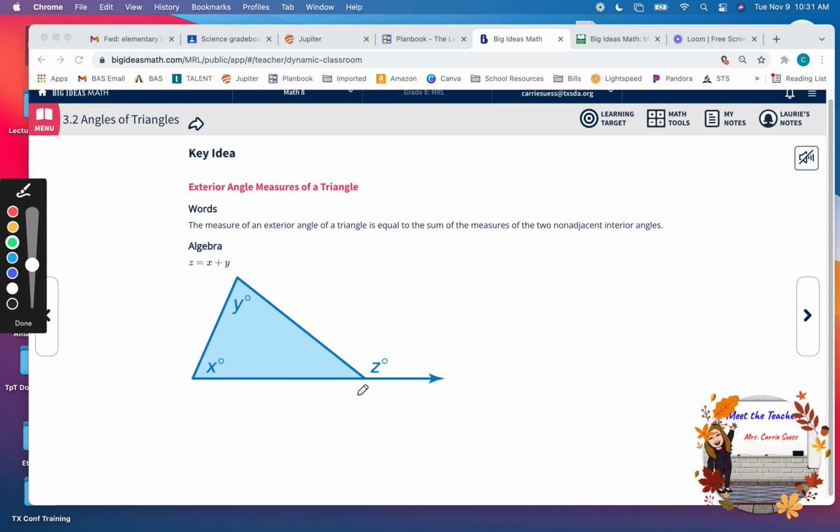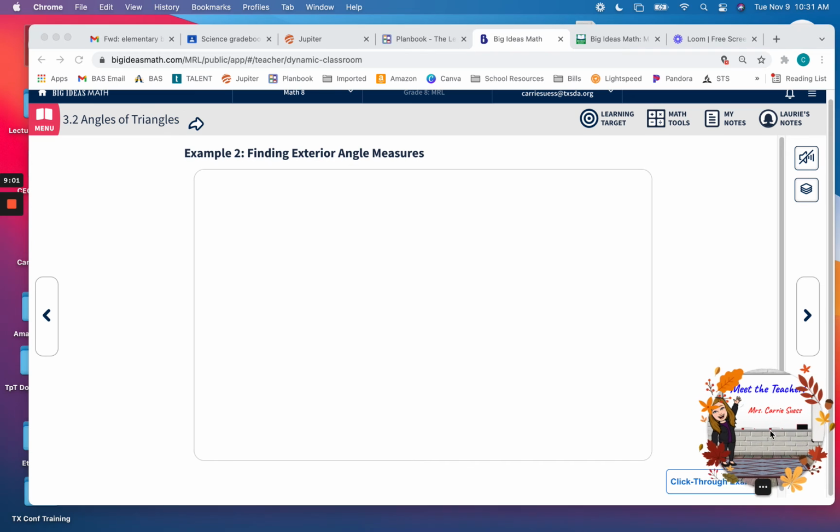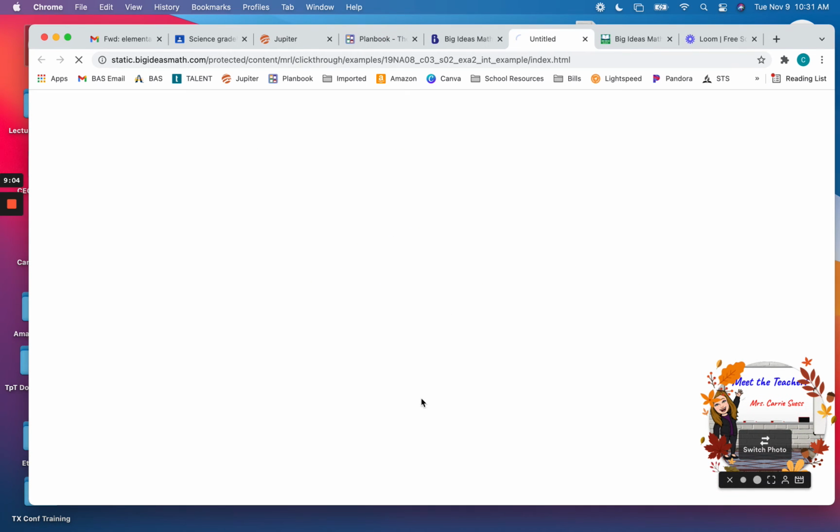Okay, so it's just a rule you have to memorize. Add up the interior angles that are not adjacent to Z. Make sense? All right. Let's go look at an example. Put this in your journals. This is example 2.